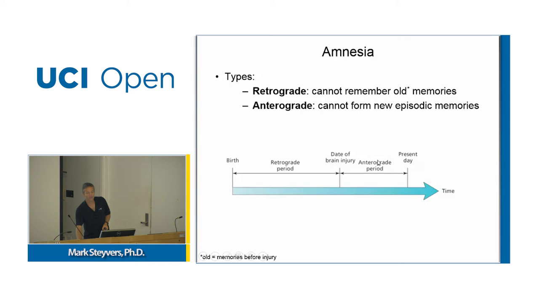So in both cases, we might be talking about trouble retrieving things from the past. Suppose this is the present day. But what matters is not where the present is. What matters is when was the trauma or injury, and are you impaired for the period before or after the trauma? That makes the distinction between retrograde and anterograde amnesia.